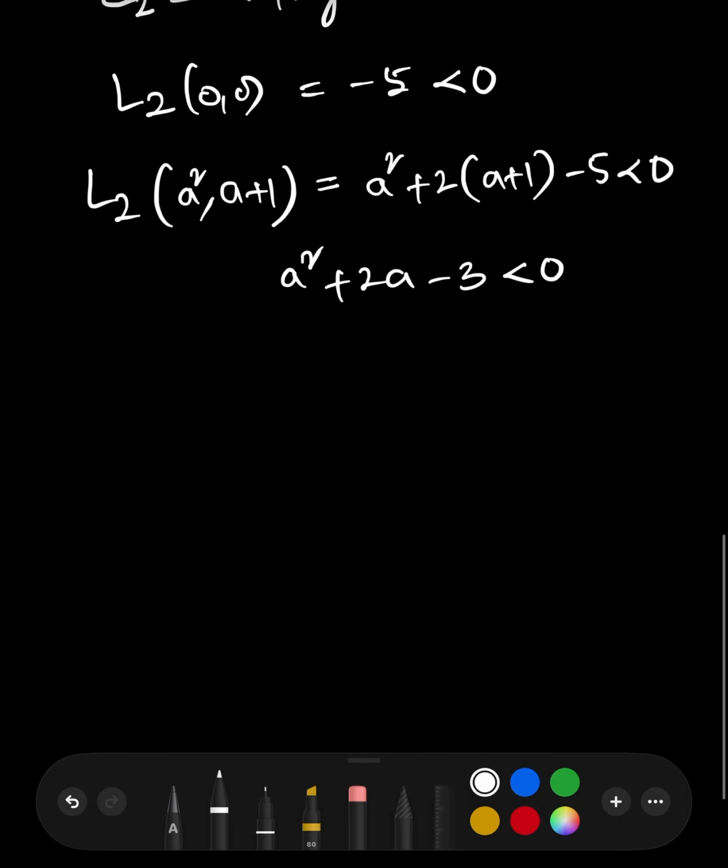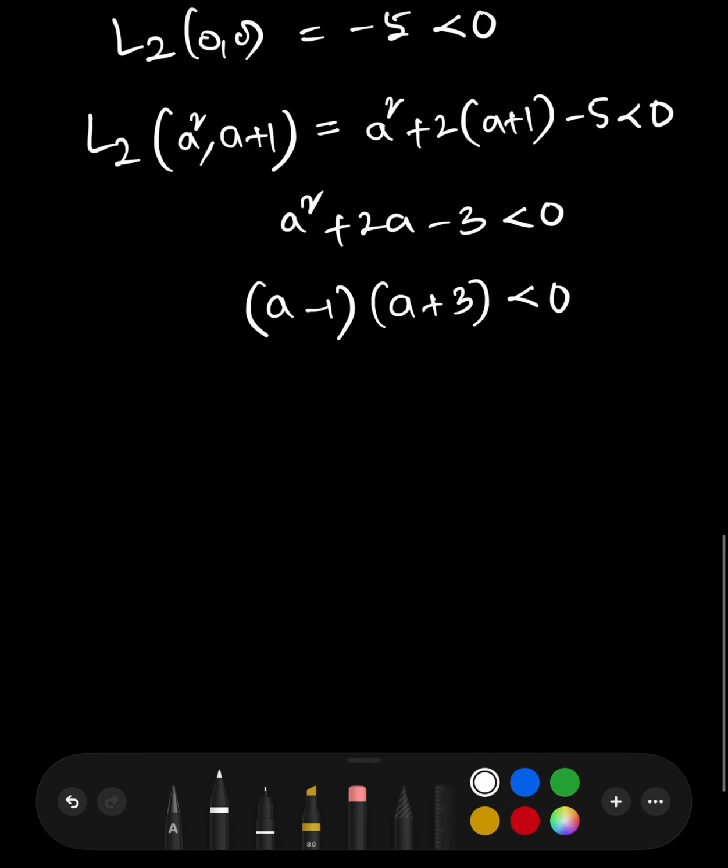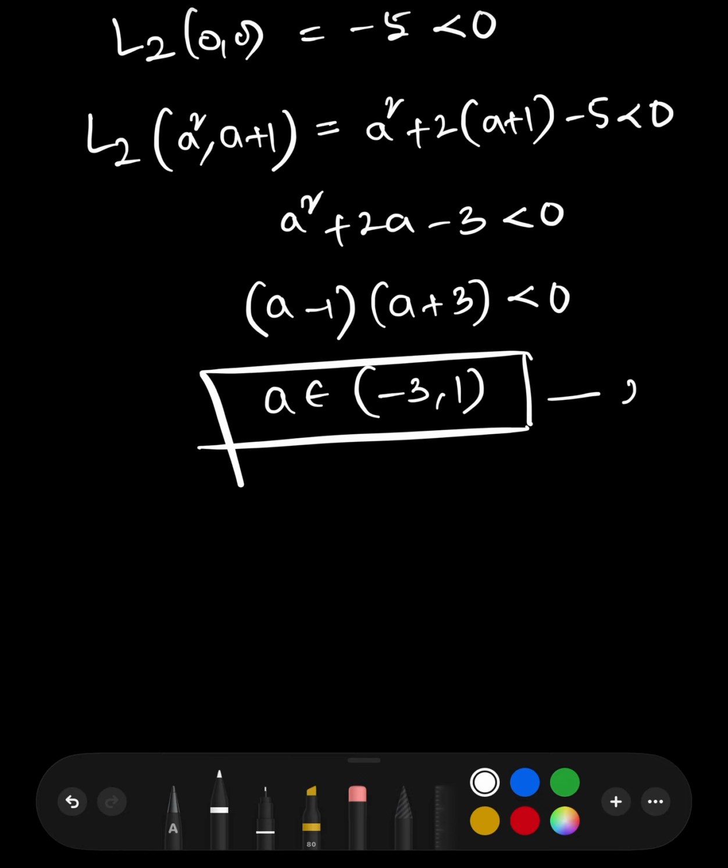Factorizing, we get (a minus 1)(a plus 3) less than 0. So clearly a belongs to (minus 3, 1). This is the second condition.